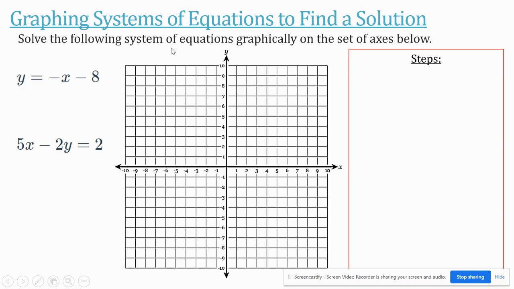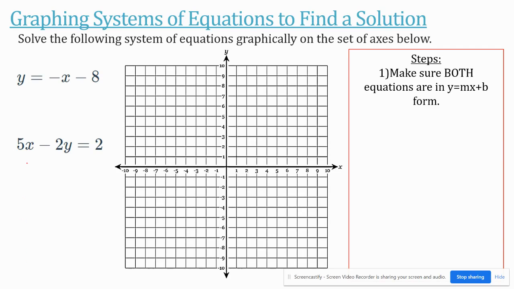Okay, so solve the following system of equations graphically on the set of axes below. So here we have y equals negative x minus 8 and 5x minus 2y equals 2. Here we can see that this is in slope-intercept form and this is in standard form. So the first thing that we want to do is make sure that both of these equations are in y equals mx plus b form. So this one is, but this one isn't. So let's tackle that first before we start graphing.